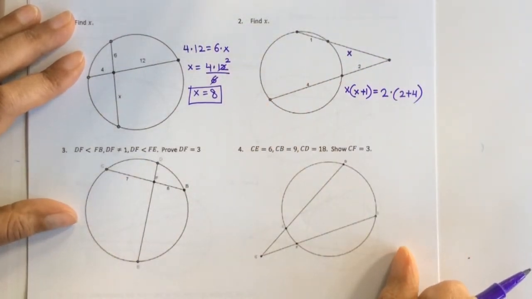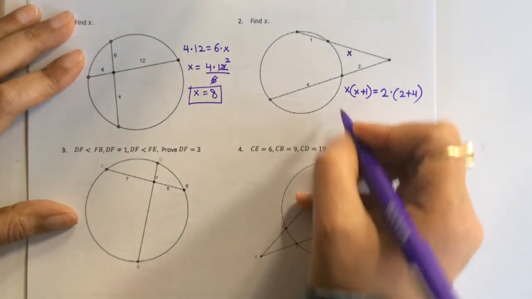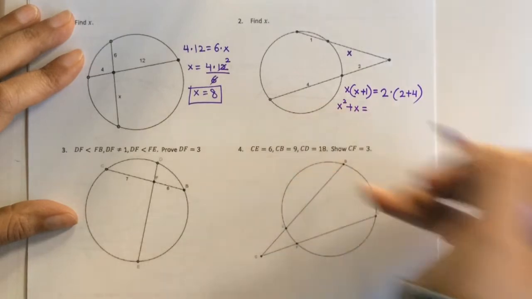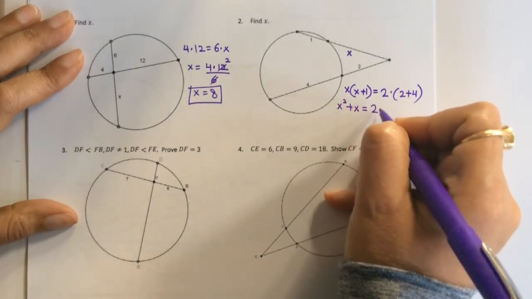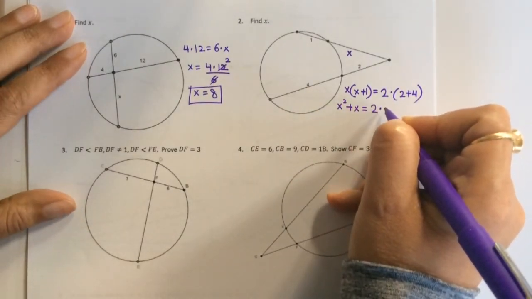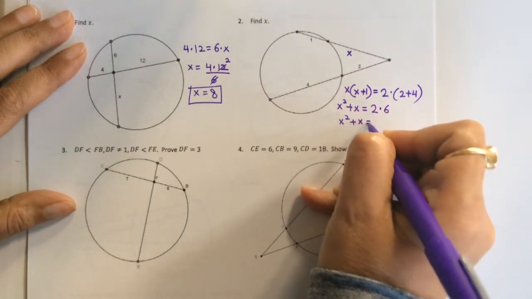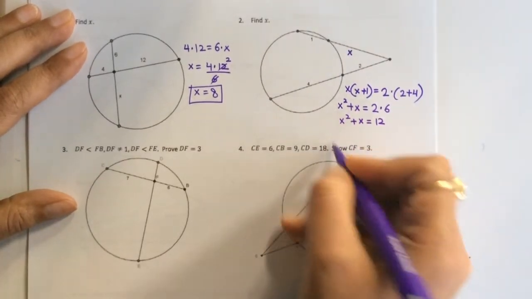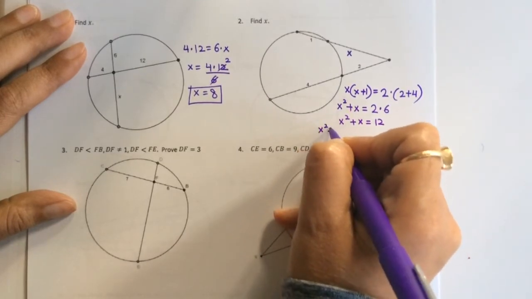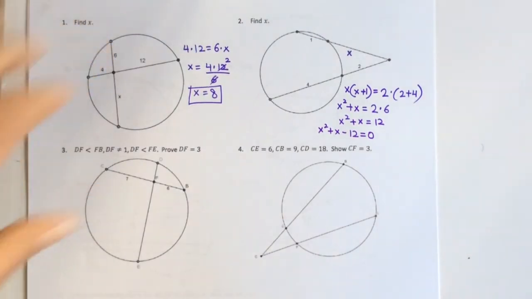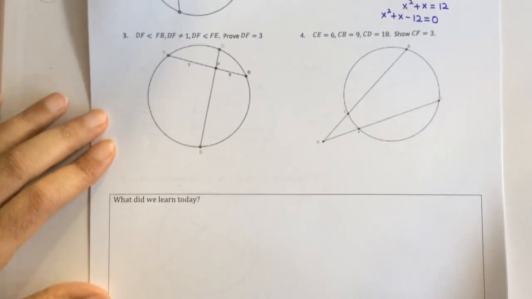So please be careful. When I open the parentheses, guess what? I am ending up with a quadratic equation. x squared plus x equals 12. To solve that, I am going to use factoring. I don't know how many of you remember how to solve a quadratic equation using factoring, so here is a quick review of that.